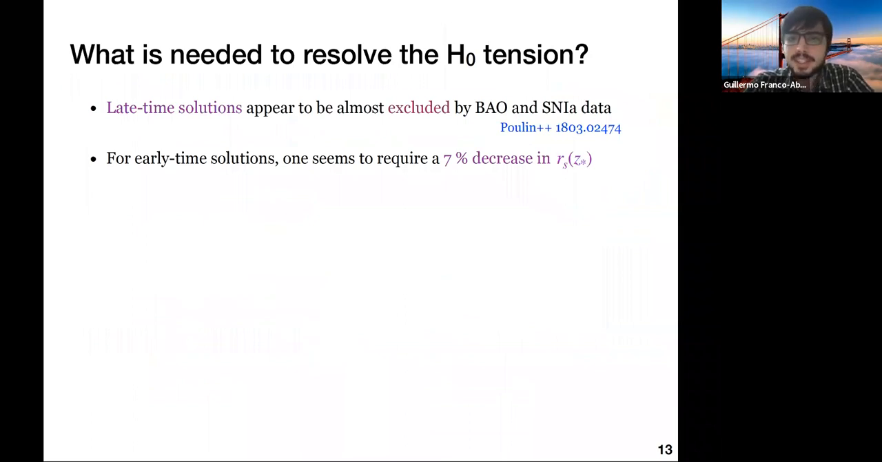Okay, what is needed to resolve the Hubble tension? So this is a question that has been addressed in several model independent ways. And the two main conclusions that have been extracted are the following. First, the late time solutions appear to be almost excluded once one considers a combination of BAO and supernova data. And for early time solutions, one seems to require a decrease of the order of 7% in the sound horizon.